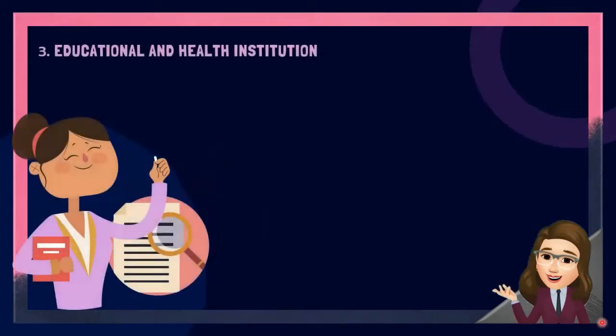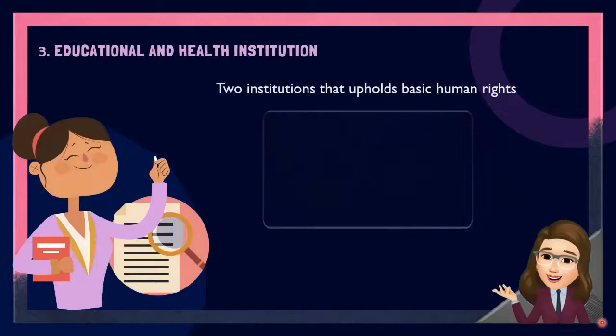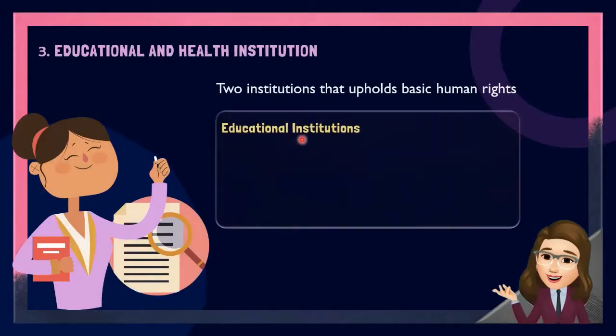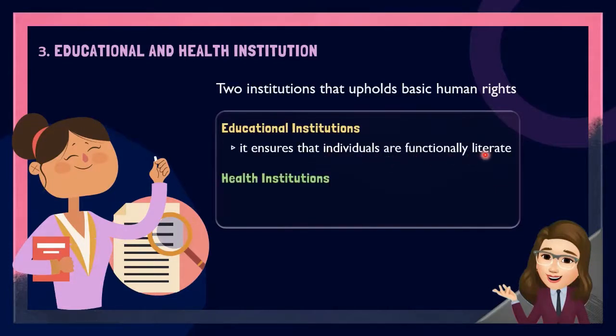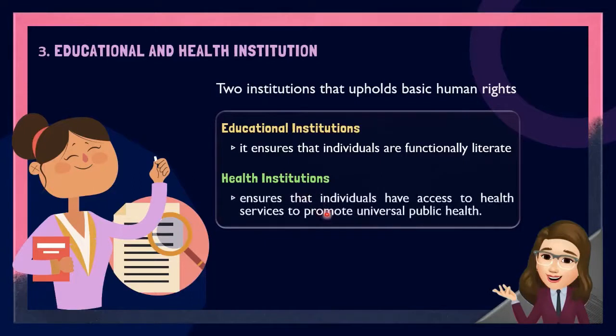Next is educational and health institution, the two institutions that uphold basic human rights. Educational institution, it ensures that individuals are functionally literate, educated, and responsible individuals. Health institution, it ensures that individuals have access to health services to promote universal public health.